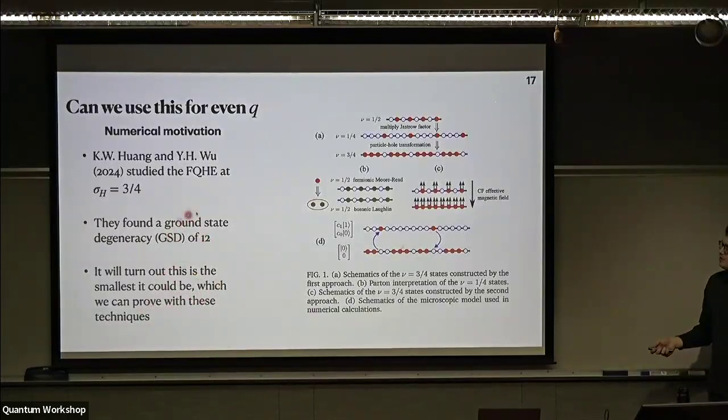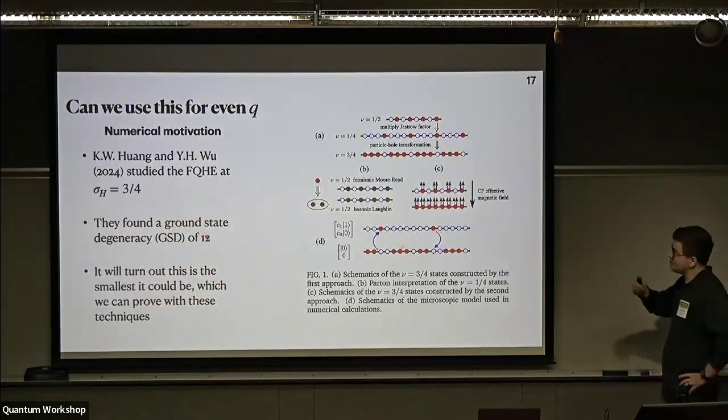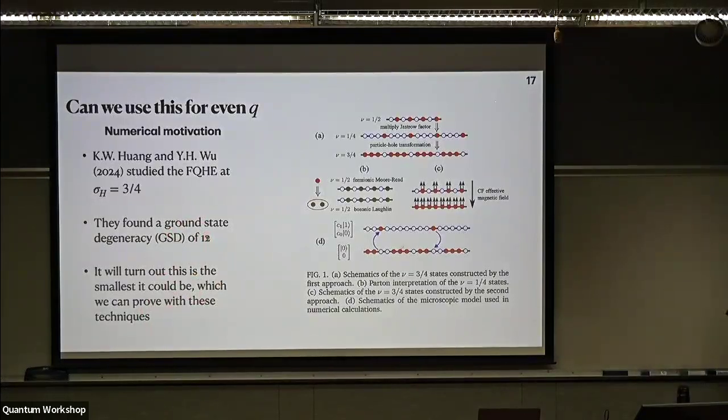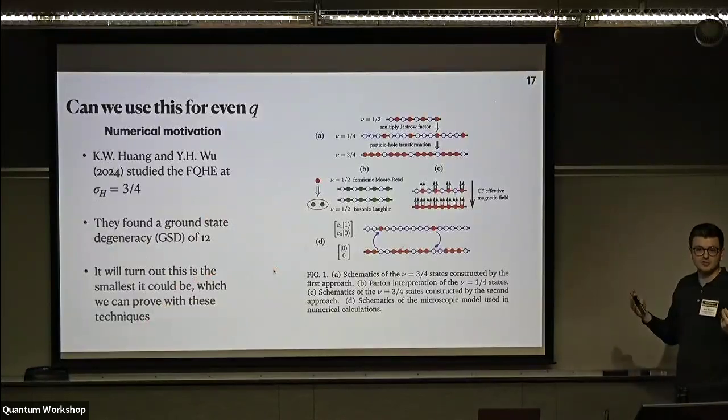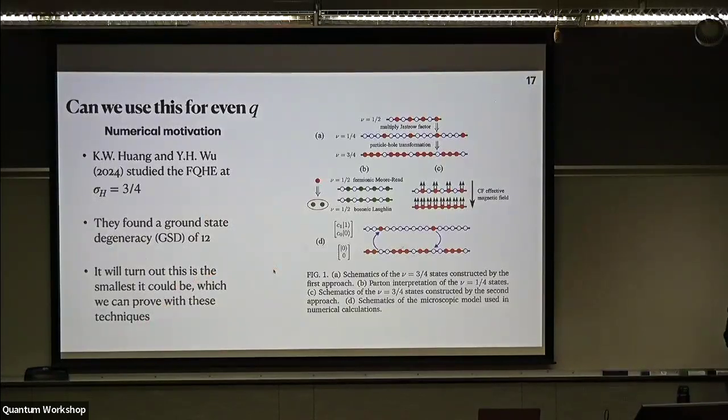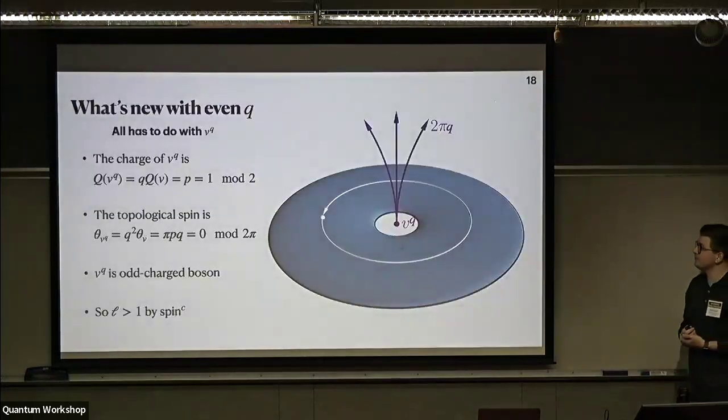It will turn out that this is the smallest possible number of anyons, which we'll come back to. I think we did not expect this when we started, but it ends up being an interesting observation. Basically, all observed fractional quantum Hall states have the smallest number of anyons given sigma H. Okay, anyway, they found this ground state degeneracy. We can prove this is the smallest it can be, and we can give them exactly the 4 topological orders that are consistent with this.